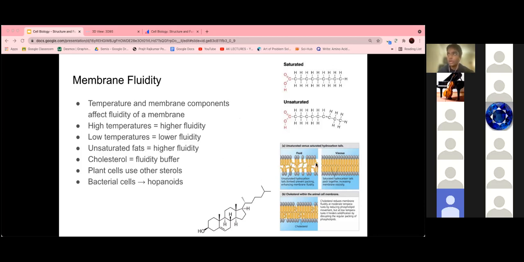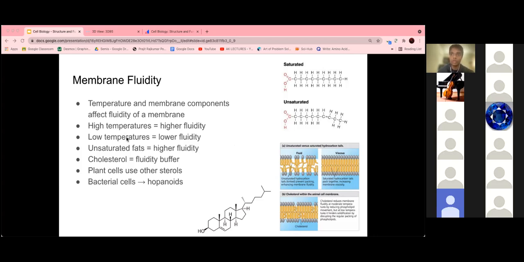And you can see that right here, with fewer phospholipids per portion of membrane, which allows them to move around more and thus makes the membrane more fluid. And when you're considering saturated hydrocarbon tails, you can see that they're packed a lot more closely together, and this does not allow them to move as much.